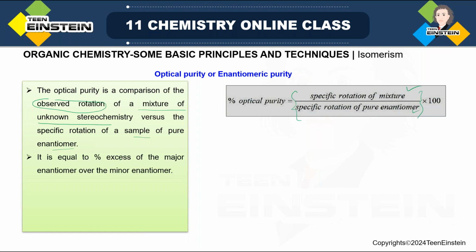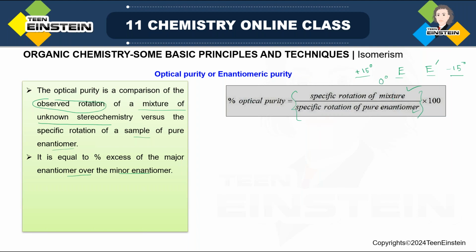It is basically equal to the percentage excess of the major enantiomer over the minor enantiomer. So suppose we have two enantiomers, one is E, another one is E prime. Now if these two are present 50%, 50%, then it is a racemic mixture. And in that case, it will be zero rotation, because suppose one is rotating plus 50 degree, and another one is rotating minus 50 degree. So these two will cancel each other. Ultimately, the observed rotation will be 0 degree.